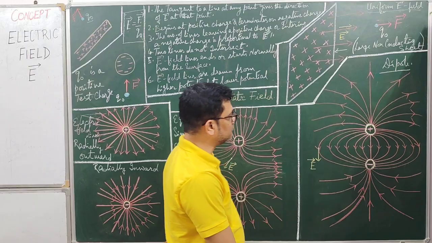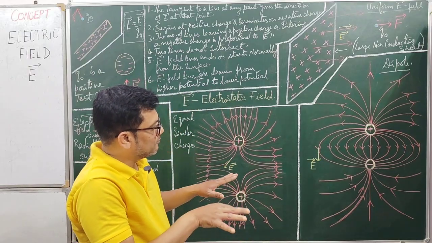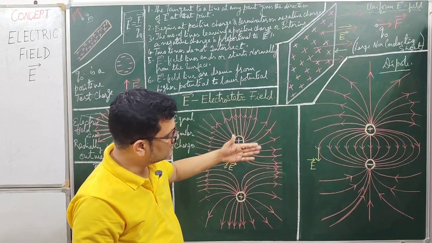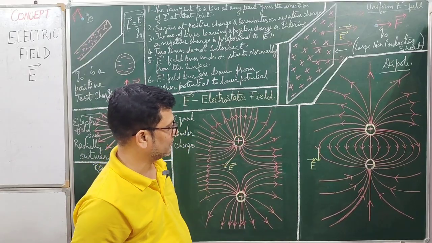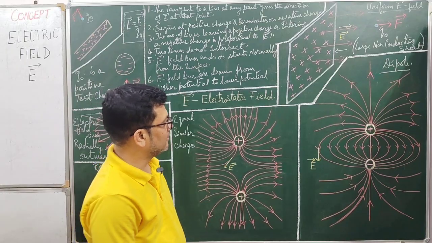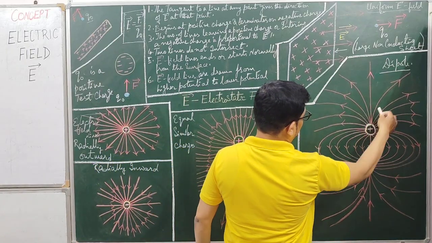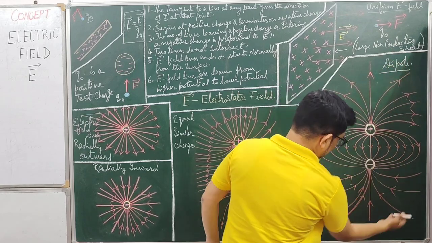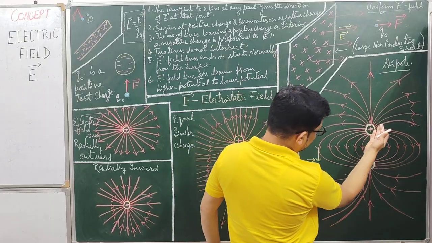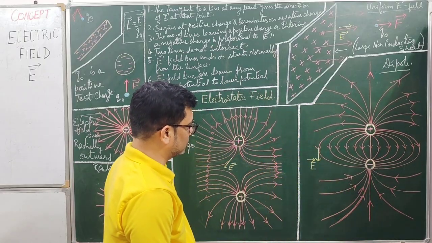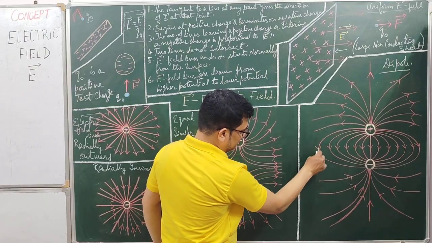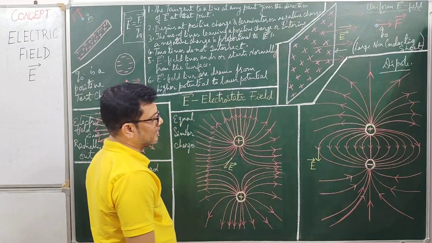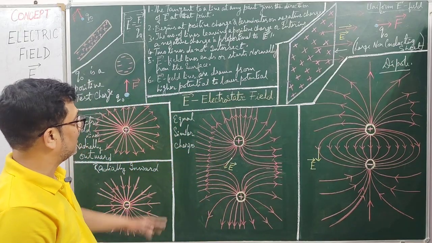Why? Because the electric field lines are proportional to the magnitude of the charges, and as we move further away, it is inversely proportional to the square of the distance between them. We'll look into that equation later on. In this area, the lines are coming out from the positive charge, and here these electric field lines are entering the negative charge. Here we have drawn a tangent to show the direction of electric field from positive to negative. So for a dipole, we have this pattern for the electrostatic field.